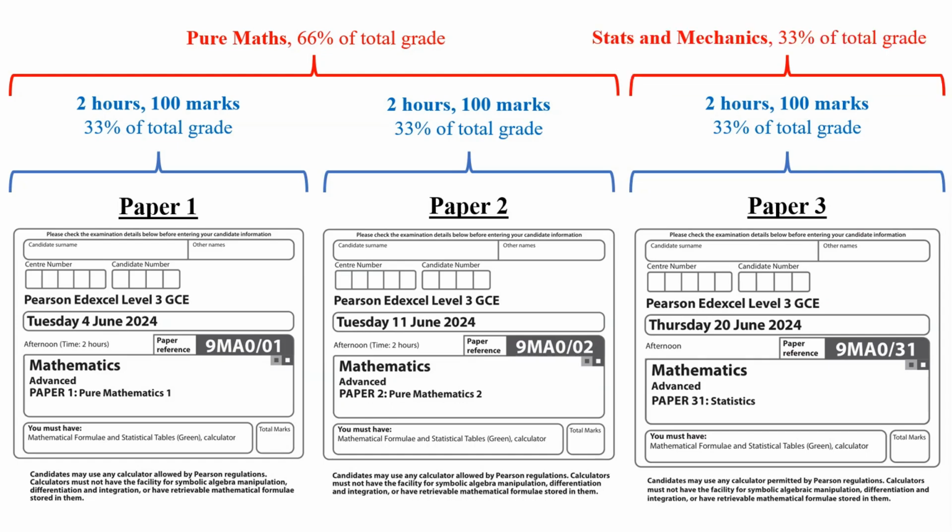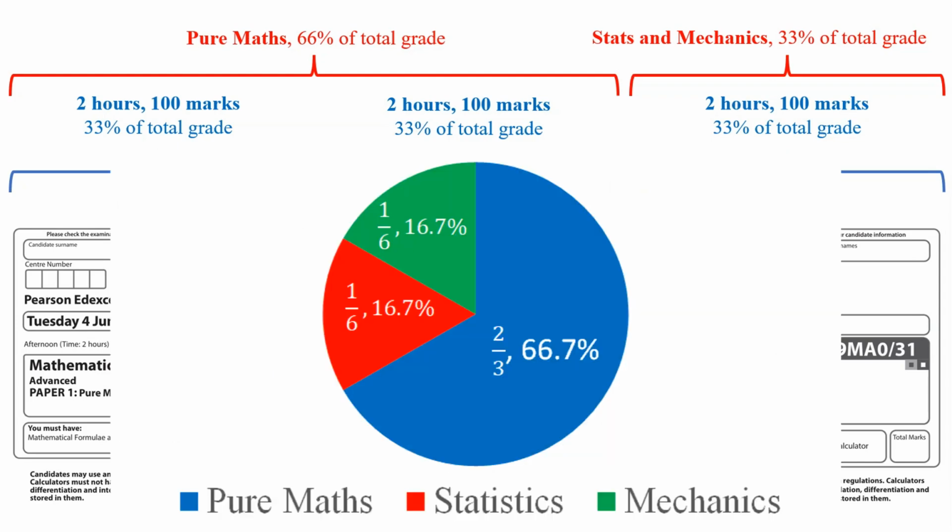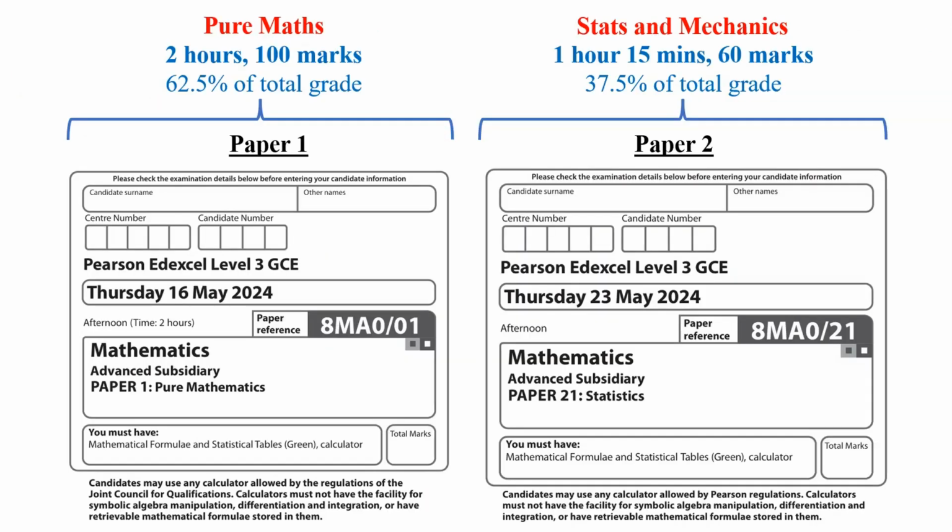Paper 3 is the stats and mechanics paper. 50% of the paper is stats, that's the first part of the paper, and then 50% of the paper is mechanics, that's the second part of the paper. So overall, 2/3 of your grade is based on your pure maths skills, 1/6 is on stats and 1/6 is on mechanics. Okay, now for AS Maths, the papers are a bit different.